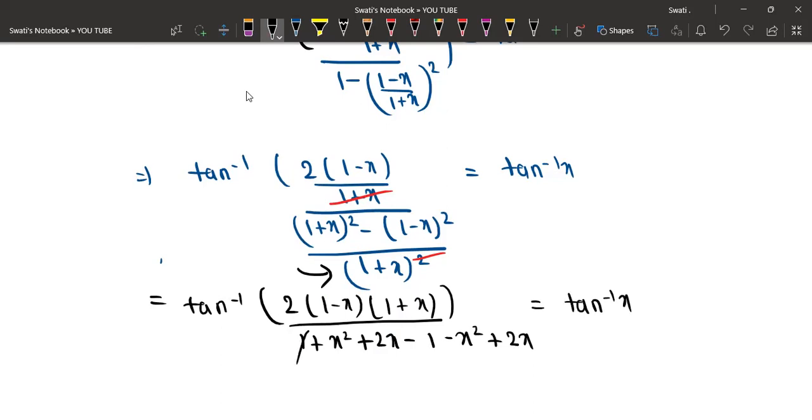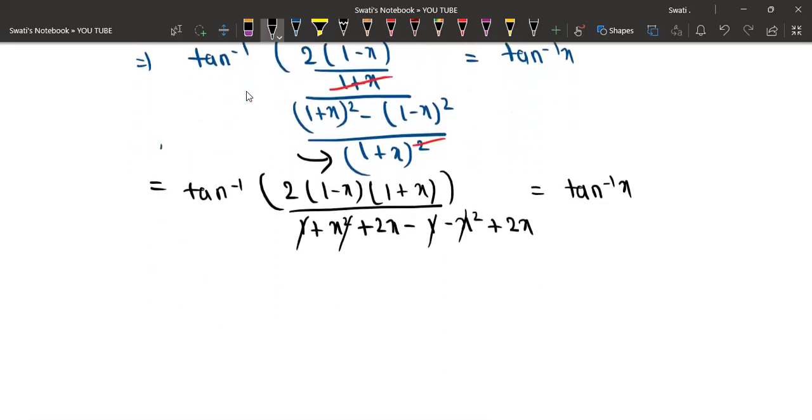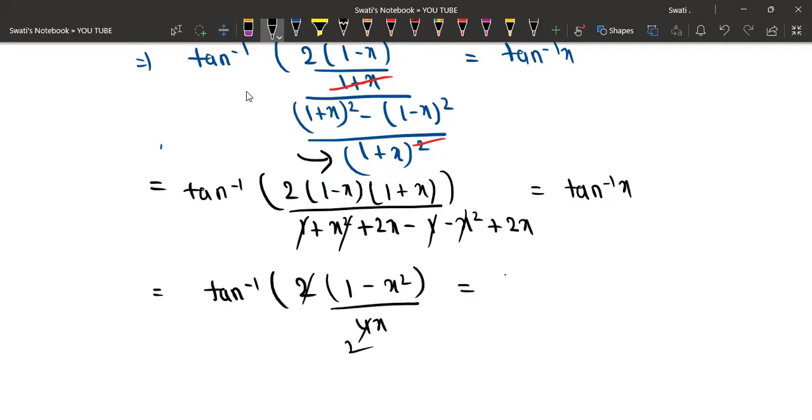Now clearly here 1 minus 1 will get cancelled, x square minus x square will get cancelled. So what are we getting in the denominator? We are getting just 4x. Now this will become tan inverse 2 times 1 minus x into 1 plus x. This is into the formula of a minus b into a plus b. We know that it is a square minus b square. So 1 square is 1 and b square is x square, upon 4x. Clearly this 2 and 4 will get cancelled. This is tan inverse x as it is.